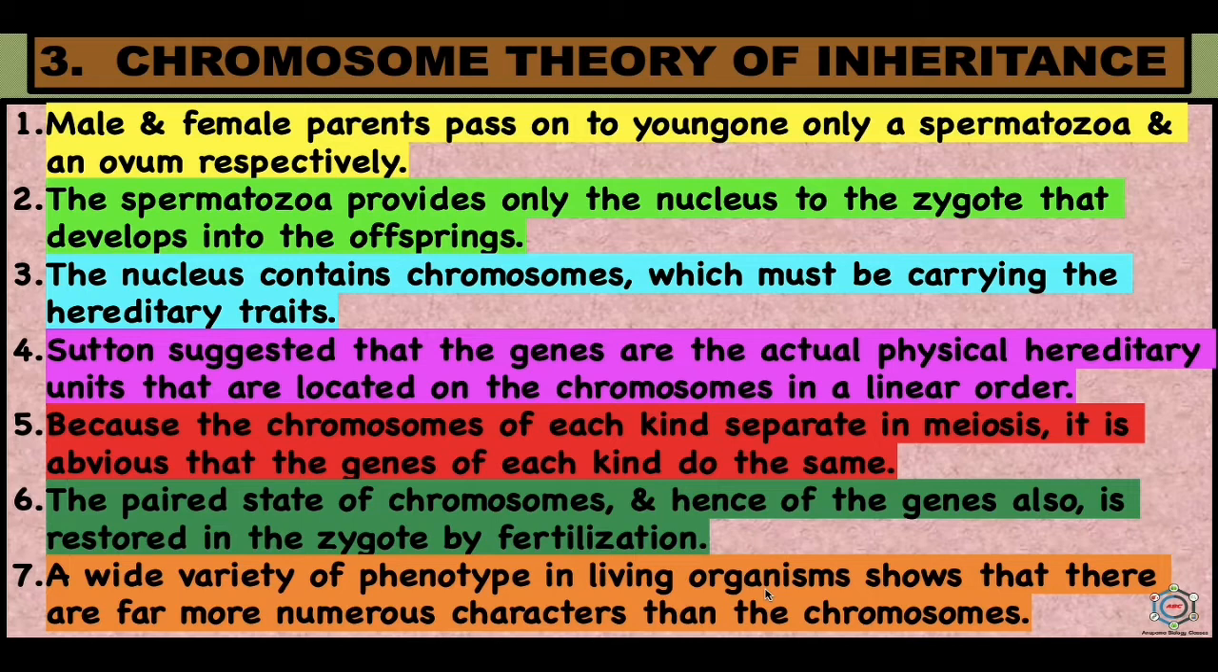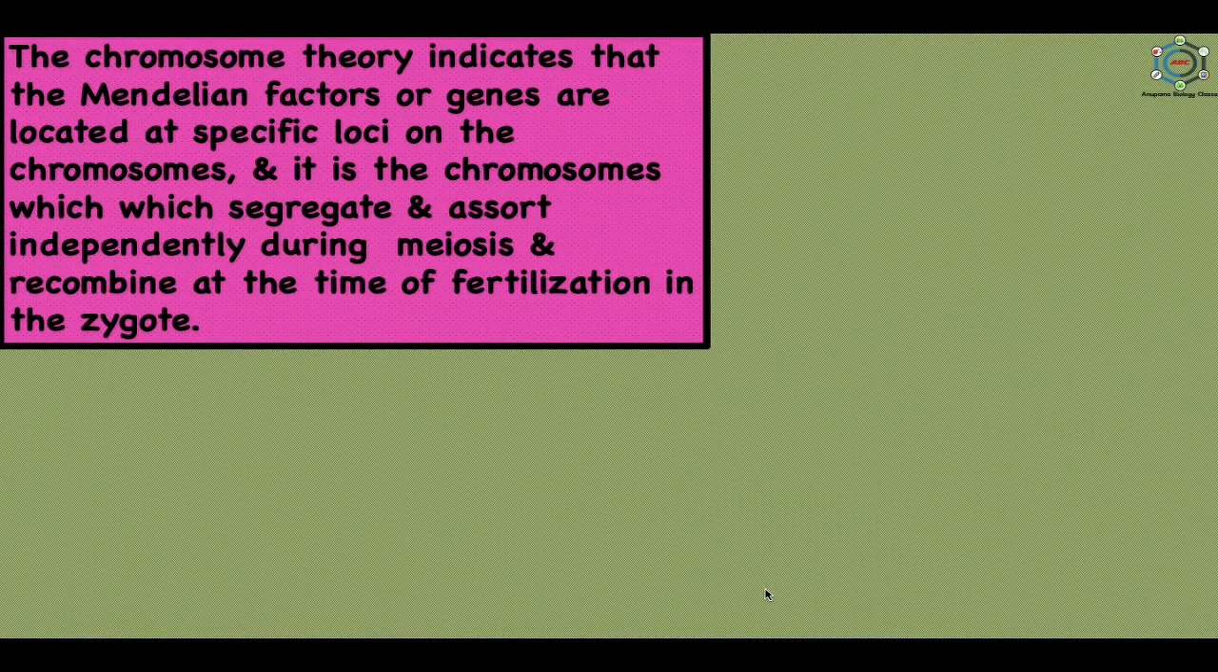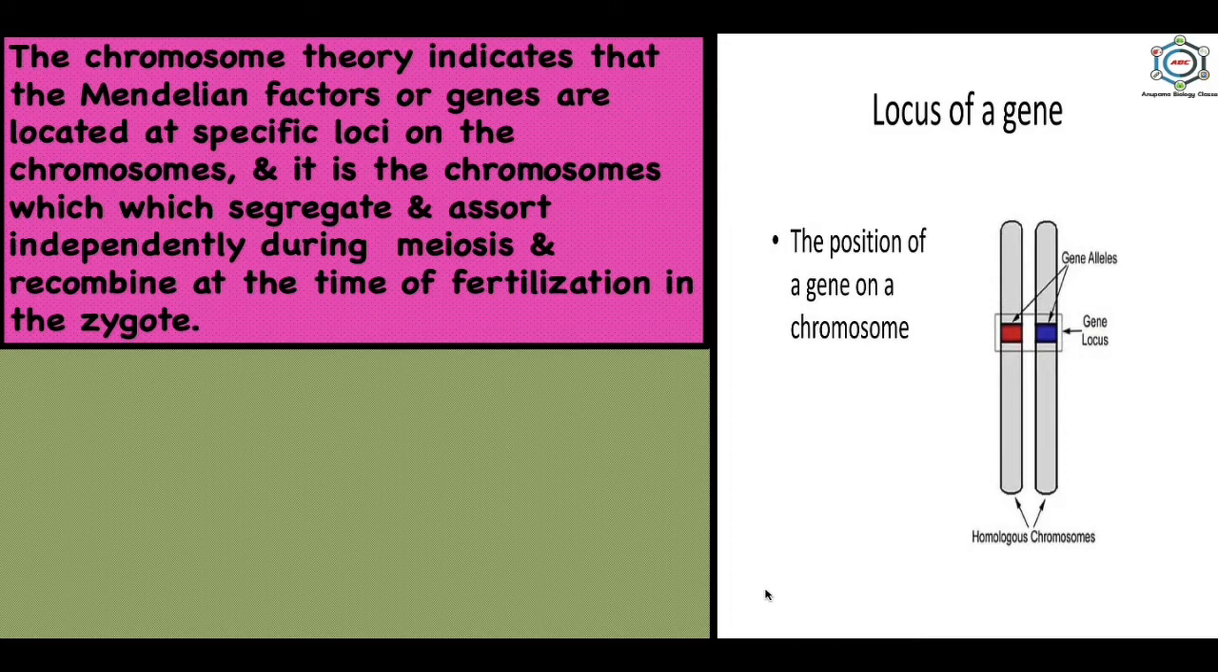So, according to all this, the genes that actually determine the traits are carried by chromosomes from the parents through the gametes to the offspring. And this led to the formulation of the chromosome theory of inheritance by Sutton in 1902, confirmed by Morgan in 1933. The chromosome theory indicates that the Mendelian factors or genes are located at specific loci on the chromosomes, and it is the chromosomes which segregate and assort independently during meiosis and recombine at the time of fertilization in the zygote.